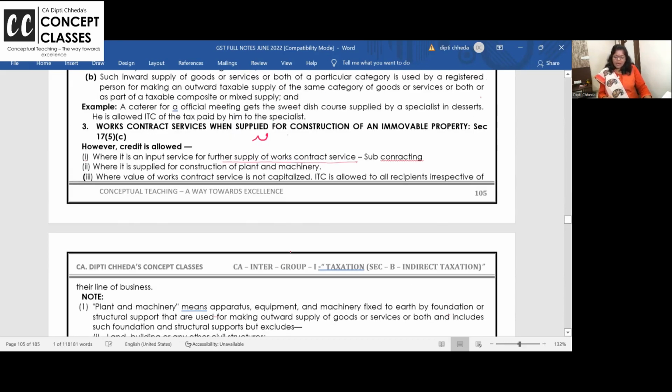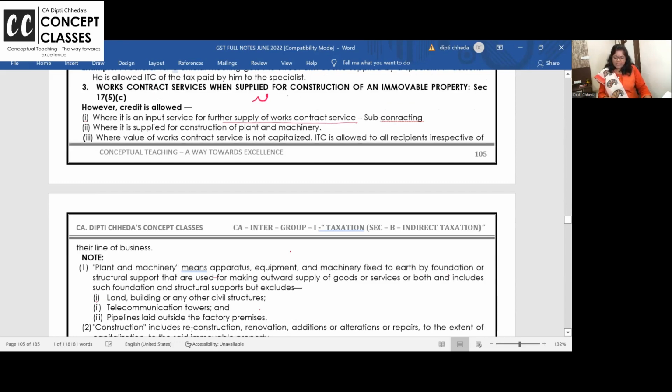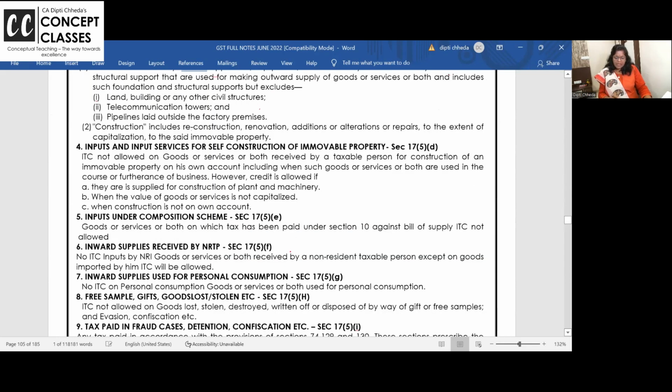On works contract, ITC is not allowed except for 3. Input and input service for self-construction of immovable property. ITC is not allowed on goods or services or both received by a taxable person for construction of immovable property on his own account, including when goods or services are used in course of furtherance. Constructions are related. If you are constructing, then because it's an immovable property, ITC is not allowed. समझ में आ रहा है ना?